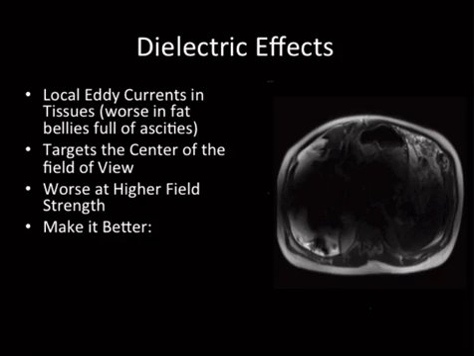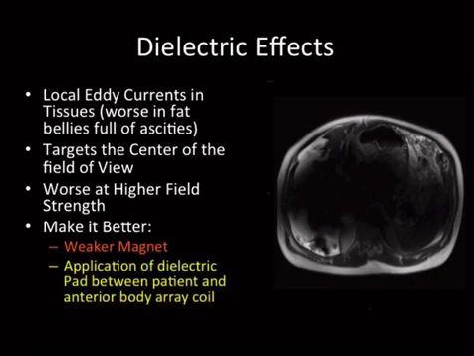So things you can do to make it better are you can use a weaker magnet, or they make these things that are dielectric pads that supposedly compensate for this, and you can place it between the patient and the anterior body array coil. All right, so that's it. Those are the main artifacts that I think are testable. Like I said, in the MR breast lecture, I mentioned a couple that are breast specific.